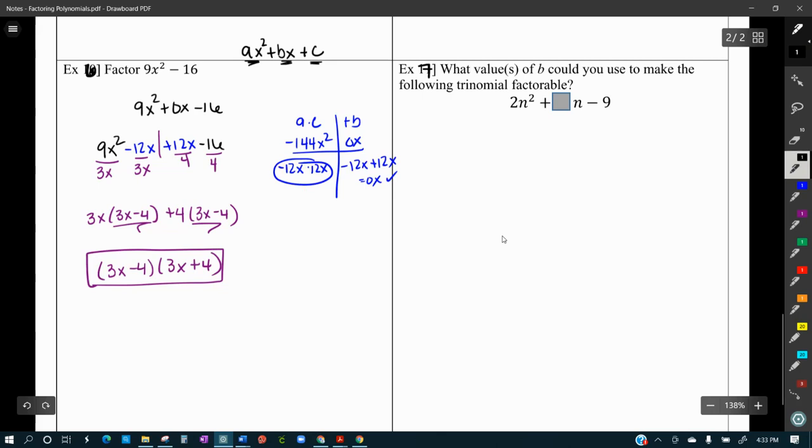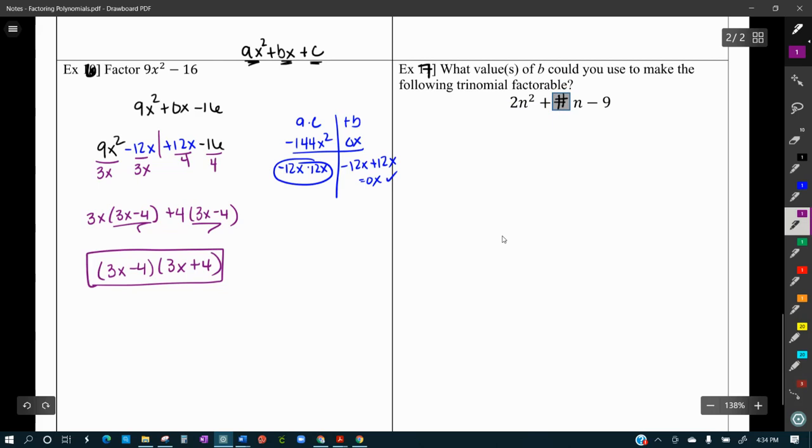What value or values of b could you use to make the following trinomial factorable? So basically, what number could go in here in order to make this trinomial being able to be factored into something like this? So let's pretend we had a number. How would we start this process? We would look for a common factor. Well, 2 something and 9 won't have a common factor because for 9 and 2, there's no common factor to take out. And I don't know what this is anyway.